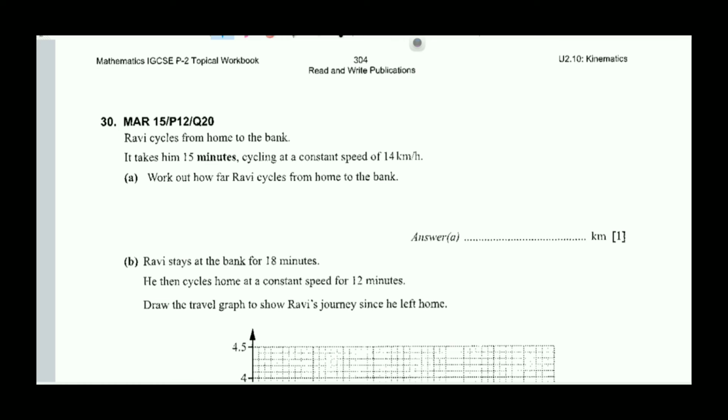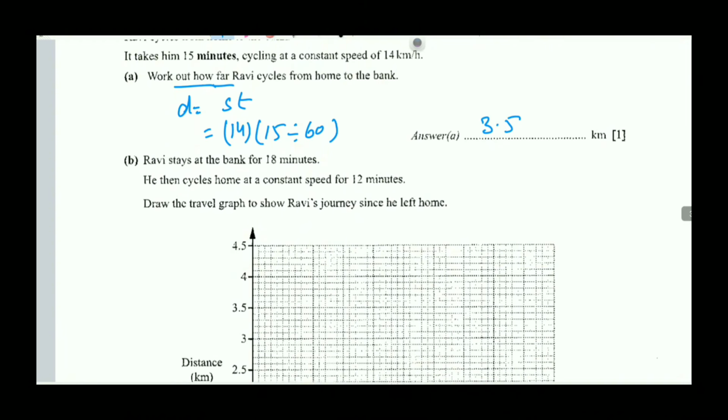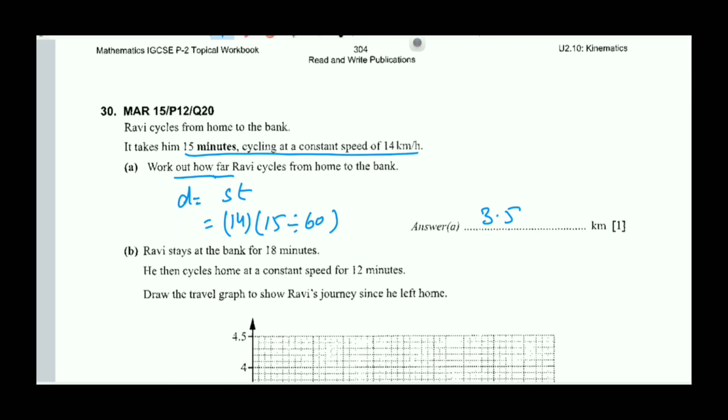Next question. Ravi cycles from home to the bank. It takes 15 minutes cycling at a constant speed of 14 kilometers per hour. Work out how far Ravi cycles from home. Distance you have to find. How far means distance you have to find. Distance is equal to speed times time, and the speed is already in kilometers. So 14 kilometers per hour means 15 minutes will be converted into hours. It should be divided by 60. So if you solve it, you will get 3.5.